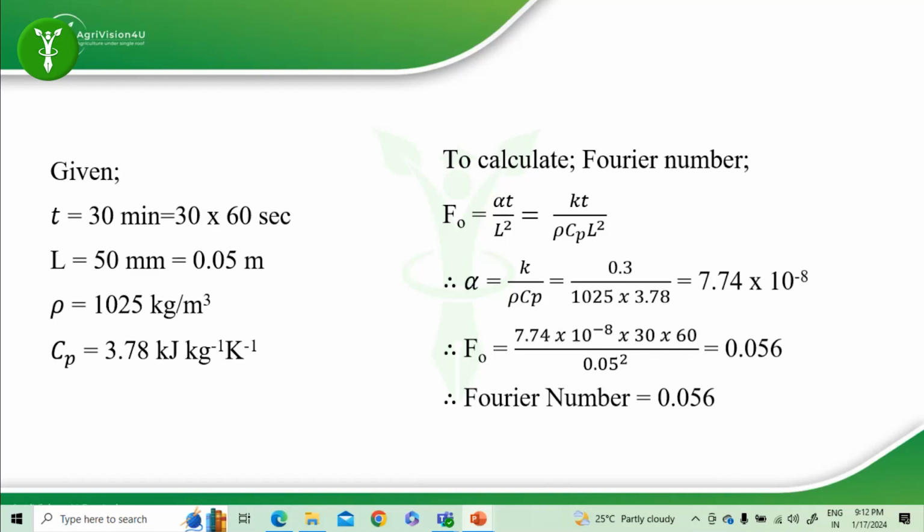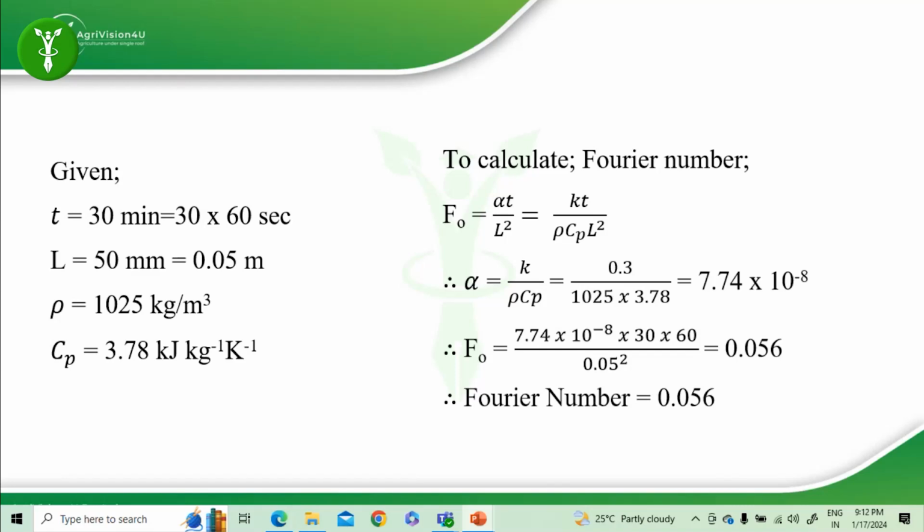Ma'am, putting directly in the formula, the answer is coming 0.055. Yeah, that's correct. No worries, that is what I'm telling. You can even put all the values in the formula initially as such. Okay, everybody is getting the value.